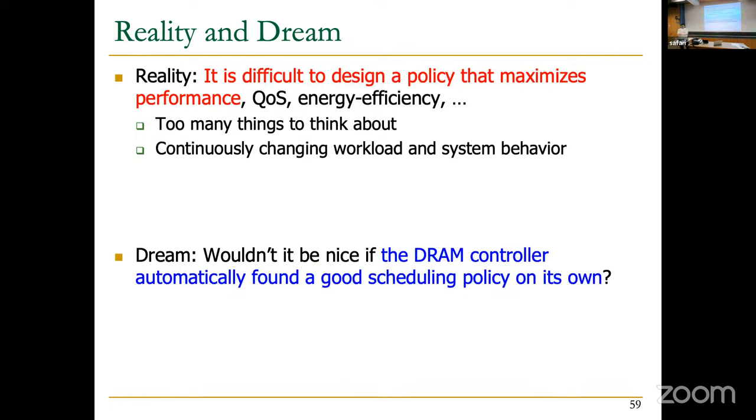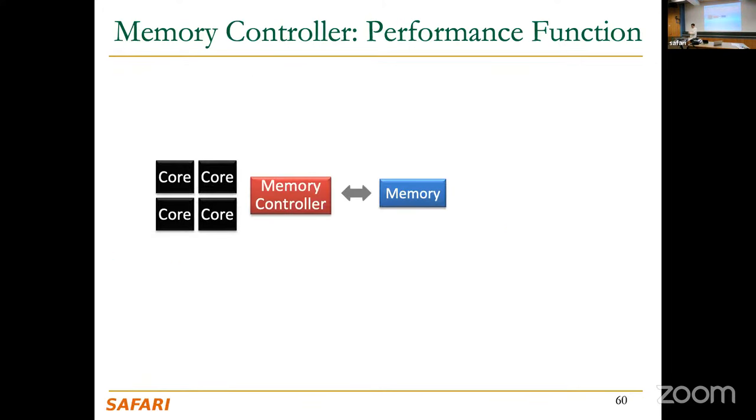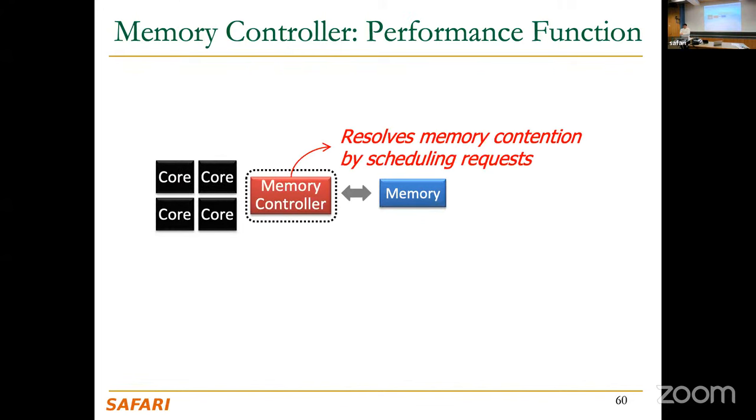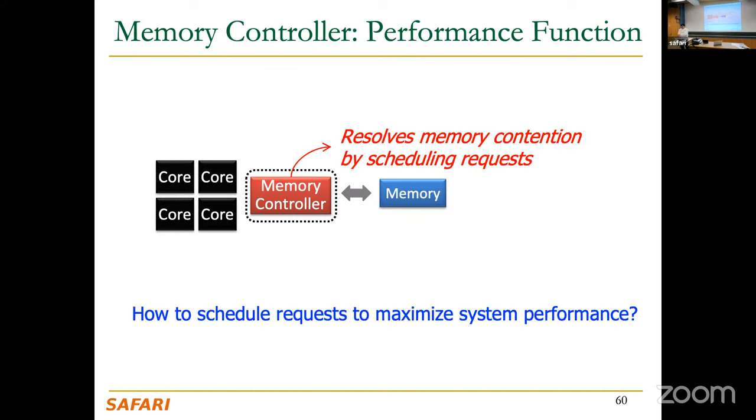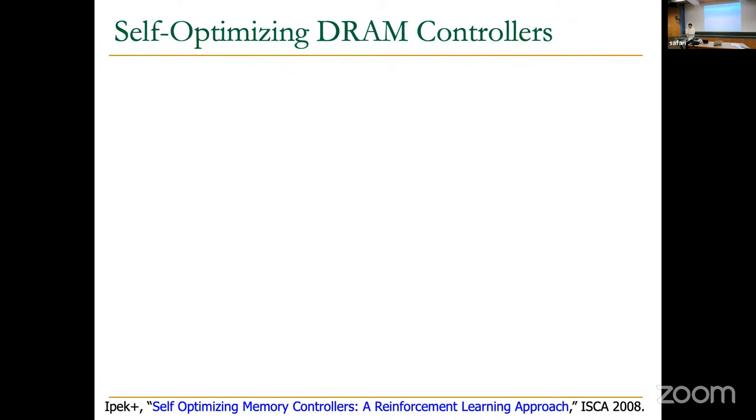This is talking about first come, first serve, first ready, first come, first serve, like scheduling policies. The memory controller resolves memory contention by scheduling these requests. Memory contention is basically multiple cores trying to access our memory, right? And how do we schedule requests to maximize system performance? If we want to have a mechanism that continuously learns and adapts to changing system conditions and workload behavior, that will be really good.